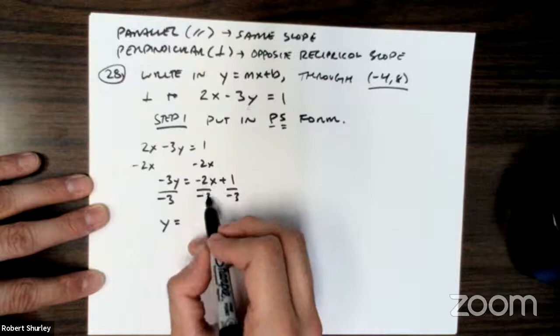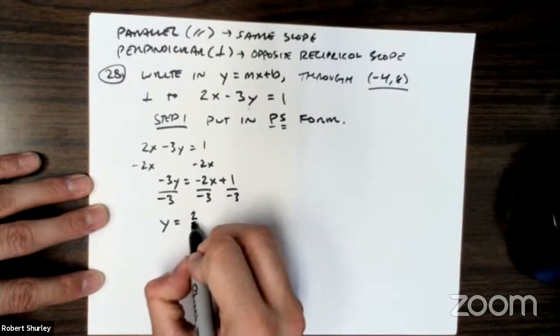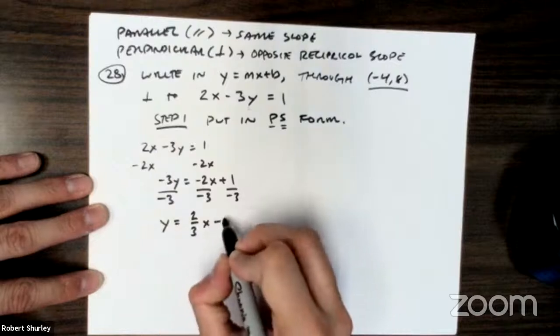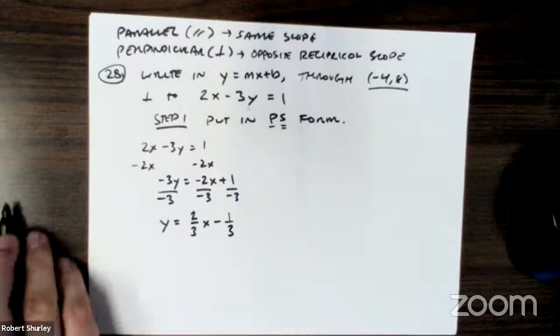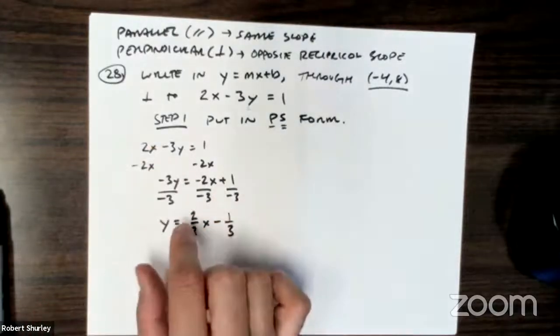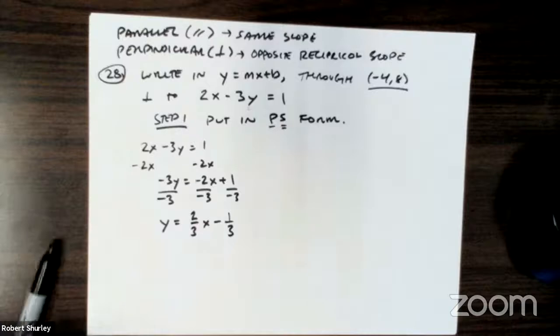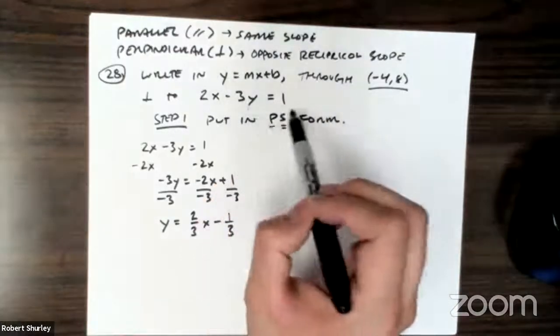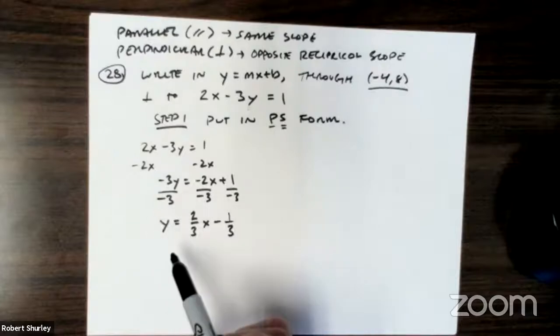Wind up now, look, two negatives here make a positive. So that winds up being 2/3 x minus 1/3, because it's 1 divided by -3. Okay, so I moved the 2x over, and then I divided everything by -3. And that put it in y equals mx plus b. So this equation I know we're perpendicular to, I've got that in y equals mx plus b now.